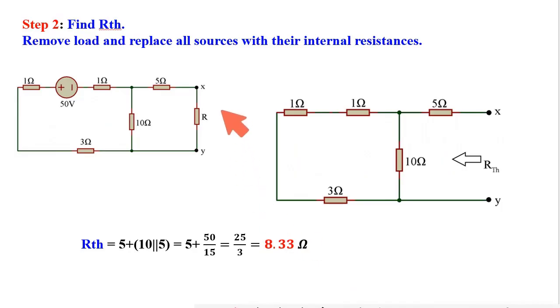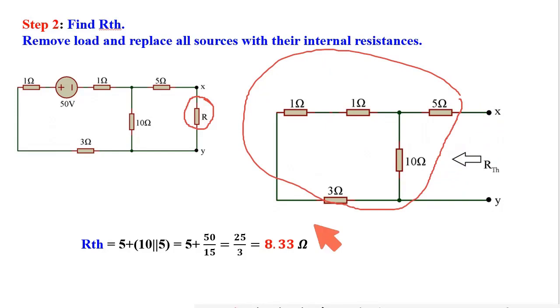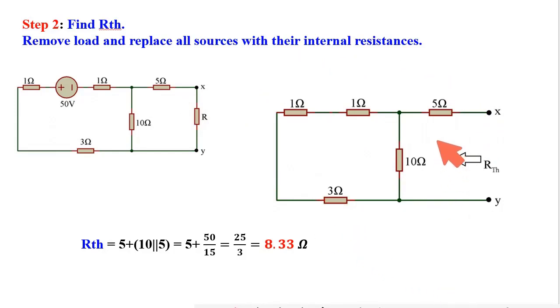Next I am calculating RTH. So removing this load and replacing the source with its internal resistance, as this is a voltage source, it is shorted. So this part is the equivalent resistive network. Here, 3 plus 1 plus 1, that is 5, is in parallel with this 10, and the equivalent of this is in series with 5. So ultimately I got RTH equal to 8.33 ohm.